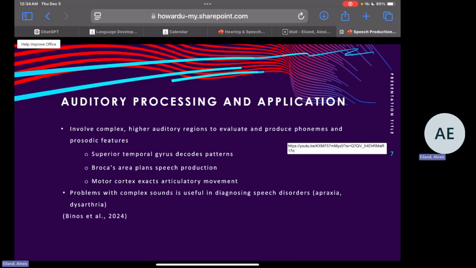Auditory processing and application. Complex sounds involve complex higher auditory regions to evaluate and produce phonemes and prosodic features. The main areas include the superior temporal gyrus, which decodes patterns, Broca's area, which plans speech production, and the motor cortex, which executes articulatory movement. Problems with complex sounds are useful in diagnosing speech disorders such as apraxia and dysarthria.